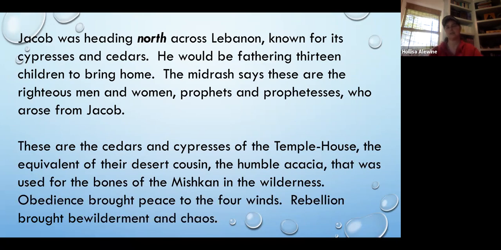And the Midrash says that these cypresses and cedars are the righteous men and women, the prophets and prophetesses who arose from Jacob. And therefore, they're described as the cedars and the cypresses of the house, of the temple, functioning as the equivalent, going back to our Torah portion, of their desert cousin in the Mishkan, the humble acacia. They're from the same family of trees. So you've got this little humble acacia out in the wilderness, and then you have these majestic cedars and cypresses that were used for the bones of the temple. So obedience could bring peace to the four winds. Rebellion would bring bewilderment in the wilderness and chaos.